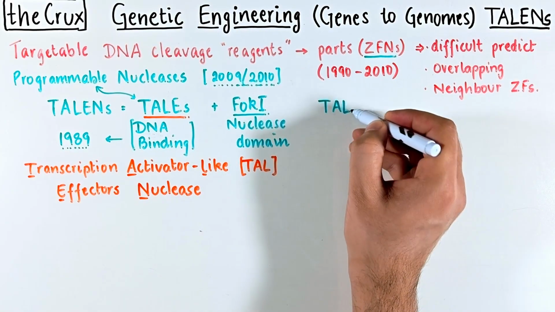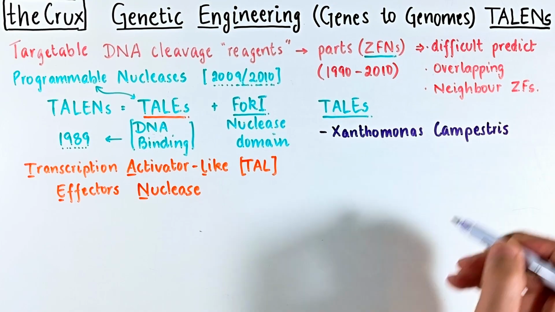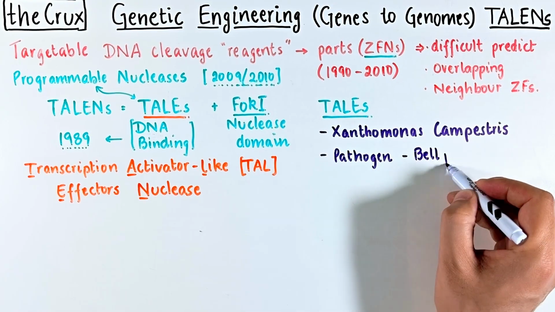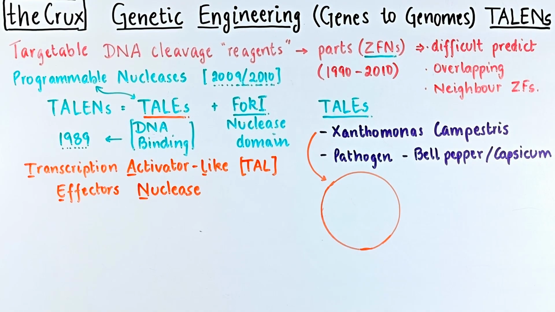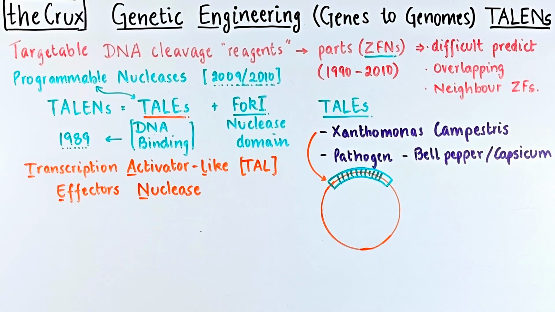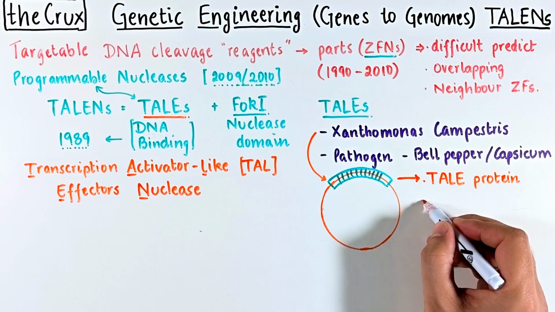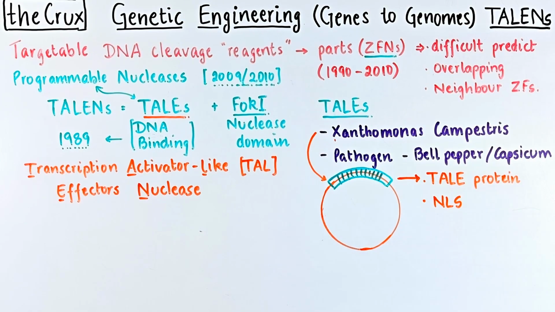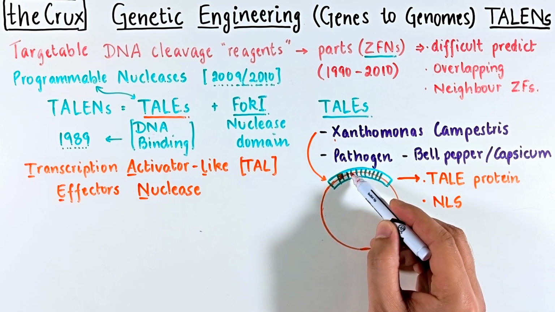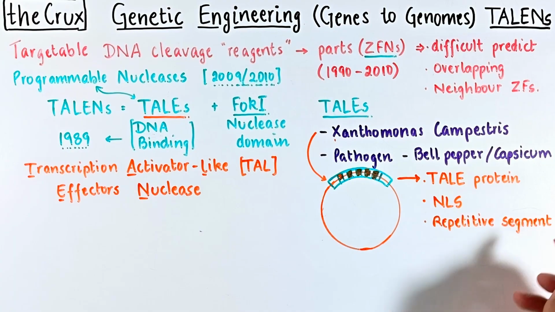TALEs are a class of proteins that were first discovered in a bacteria called Xanthomonas campestris. This bacteria infects the plant that produces peppers or capsicum. More specifically, this bacteria carries a plasmid that contains a gene that encodes for the TALE protein. The TALE protein is on the plasmid in the bacteria, yet it carries a nuclear localization signal. This was a surprising finding back in the 1990s because bacteria don't have a nucleus, so why carry a localization signal?